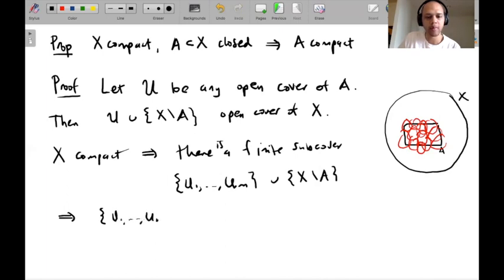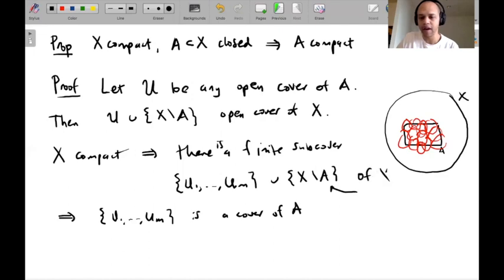But in any case, this implies that U1 up to UM is a cover of A, since points here don't help you cover A. So if this collection is a cover of X, then points of A must be covered by points here. Okay, and that's exactly what we wanted. So we found a finite subcover of A.